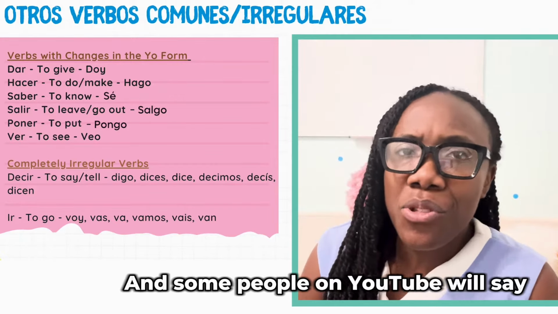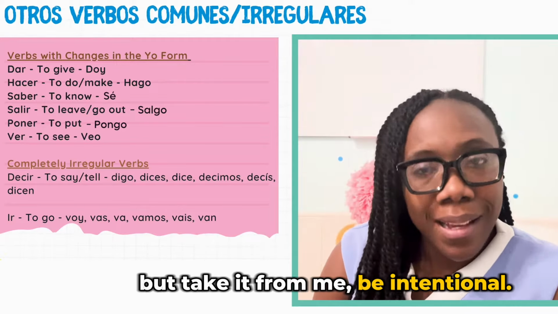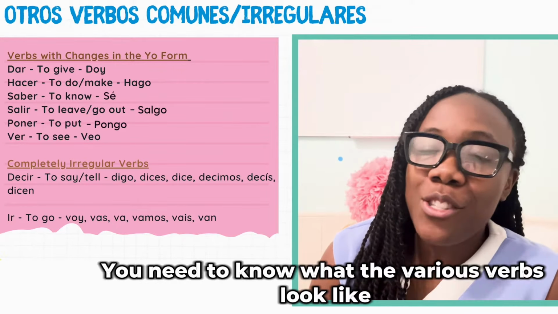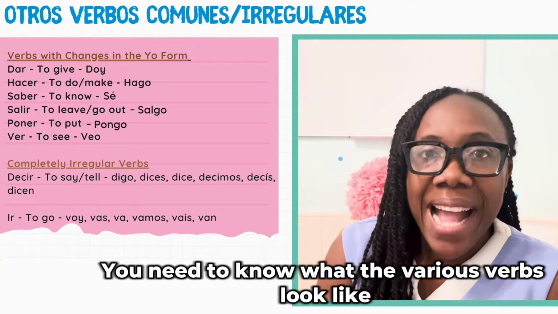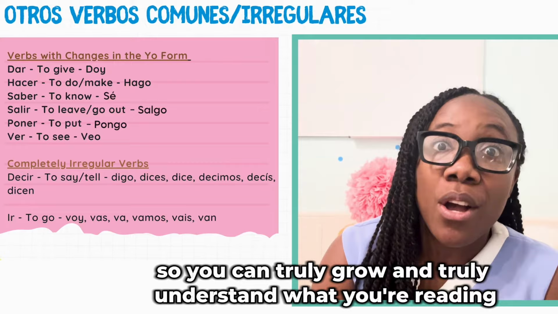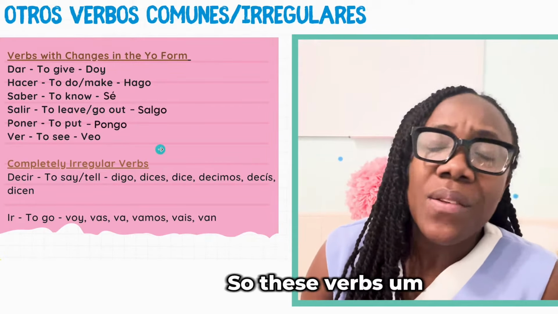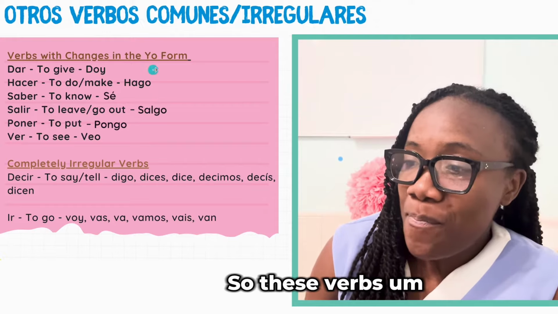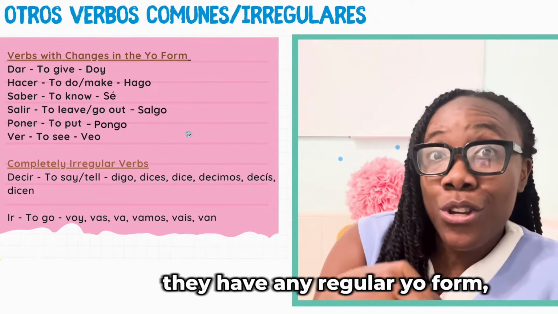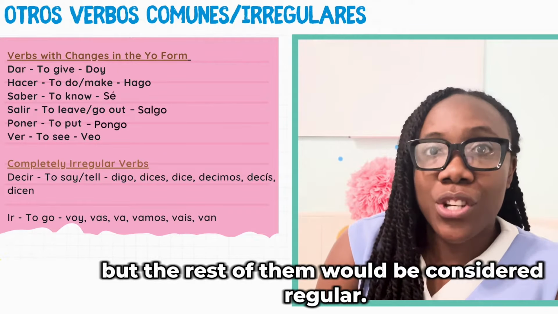And some people on YouTube will say don't be intentional about learning grammar, but take it from me, be intentional. You need to know what the various verbs look like in their various forms so you can truly grow and truly understand what you're reading or hearing for that matter. So these verbs, they have an irregular yo form, but the rest of them would be considered regular.